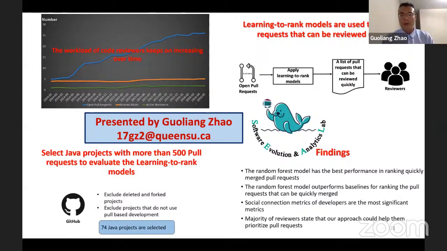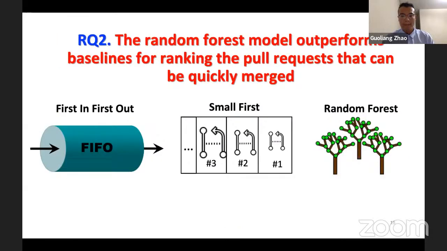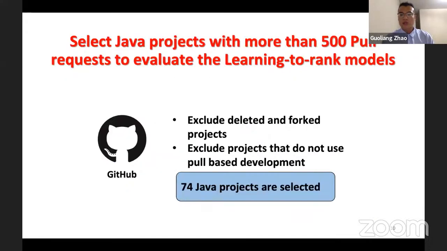Oh, so let me go back to my slide. So we started with Java projects that have more than 500 pull requests. We select Java projects because we have to analyze the source code in our approach, and we only focus on one language. Suppose we can work with other languages, we can include other language projects too. And we use 500 because this number has been used in existing work to exclude toy or personal projects, these non-popular GitHub projects.